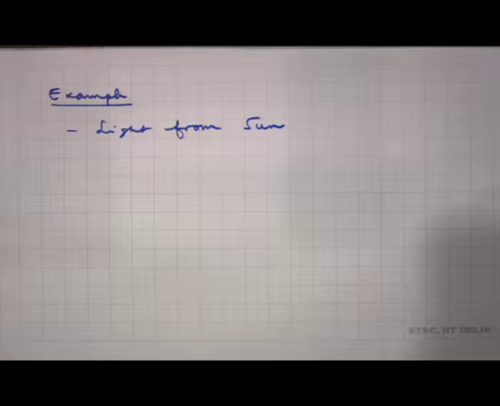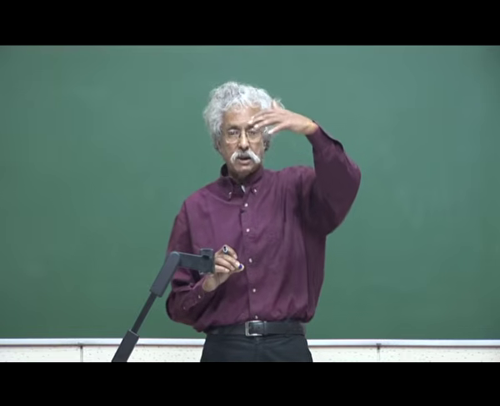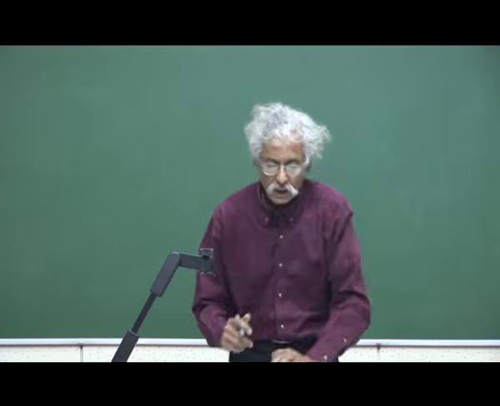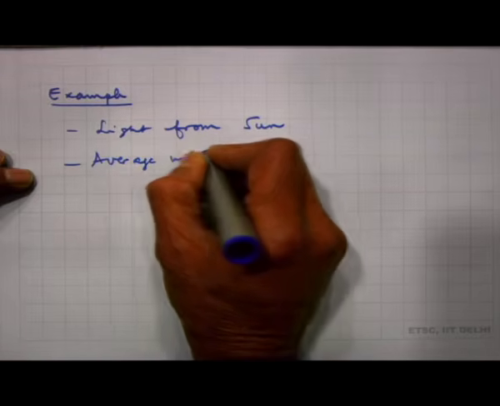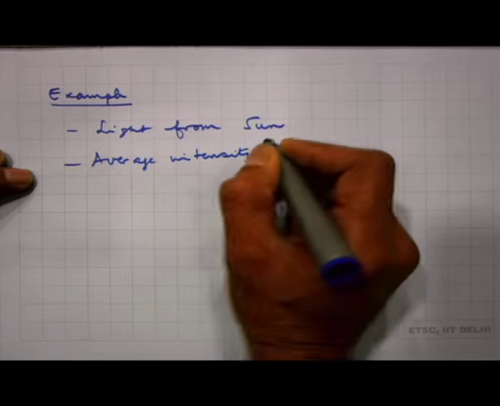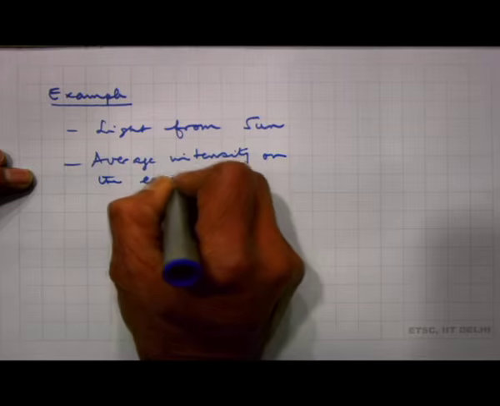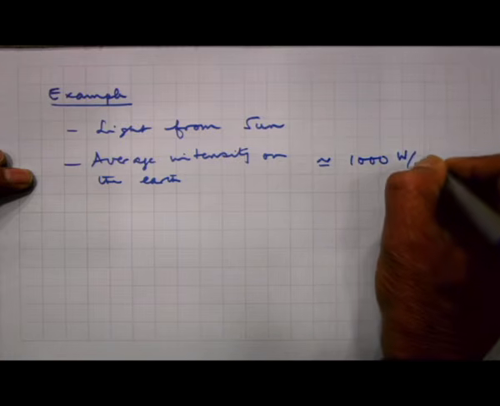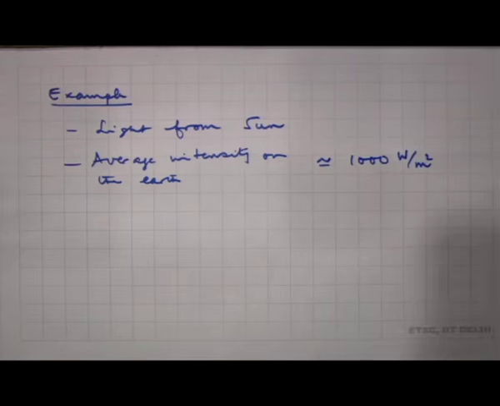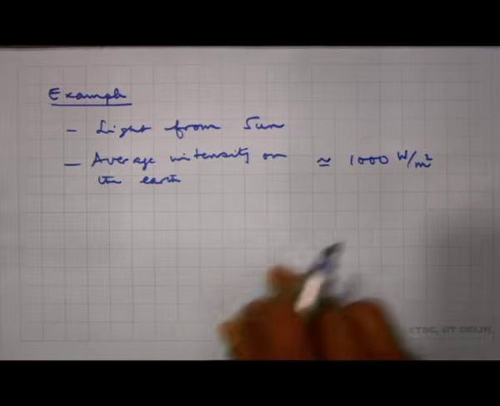Light is an electromagnetic wave. The sunlight is falling on the earth. Outside the earth's atmosphere it is much higher, but as it propagates through the atmosphere, it gets scattered. So, finally, the average intensity on the earth as it falls on the ground is approximately 1000 watts per square meter. That is the unit of intensity, so much power per unit area, which is watts per square meter.